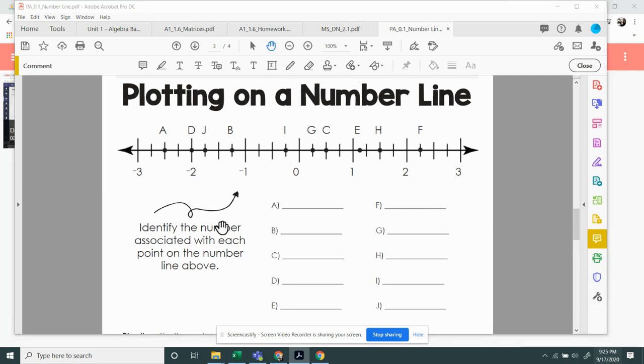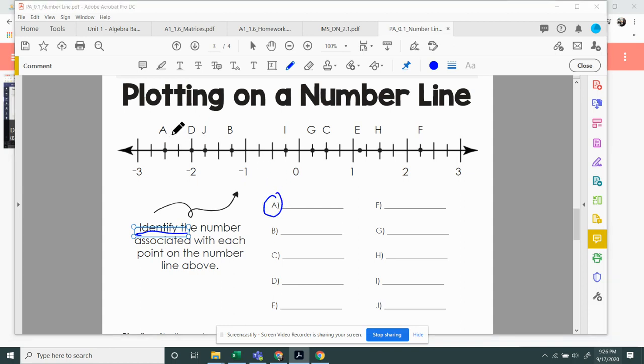So let's read the instructions. It says to identify the number associated with each point on the number line. Let's start with A. We're looking for A.